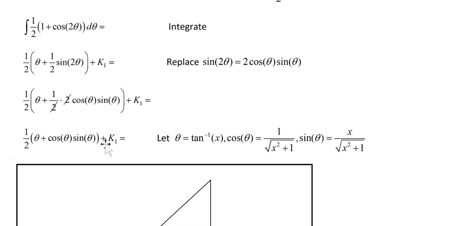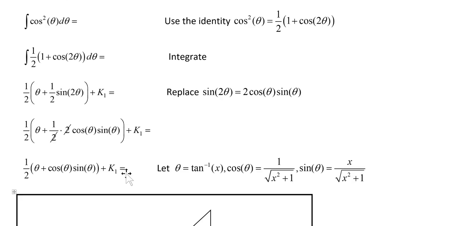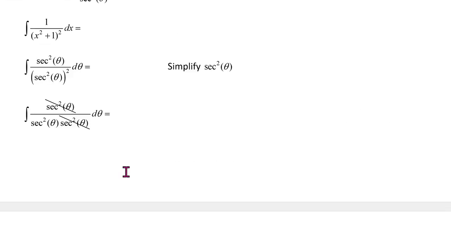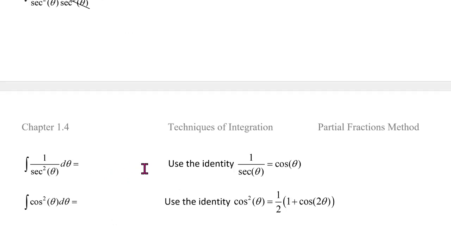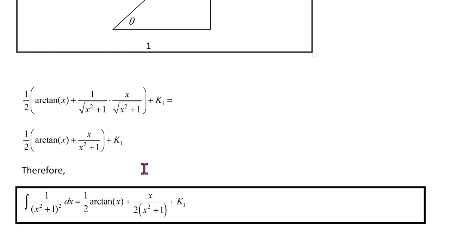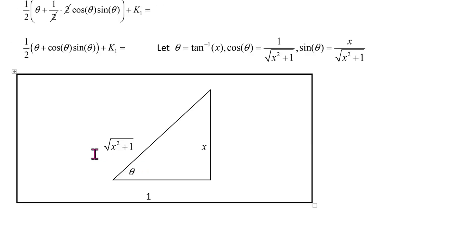And we then go draw the right triangle. Remember that the trigonometric substitution was x equals tangent theta. If you go back here, the trigonometric substitution is x equals tangent theta, so we're going to use that to draw the right triangle. So x equals tangent theta, and tangent theta is opposite over adjacent, so x over 1.